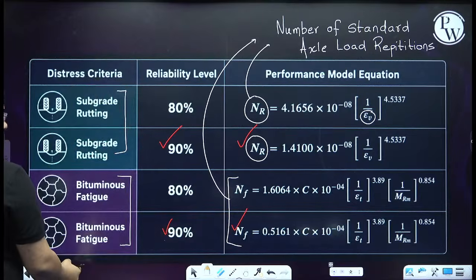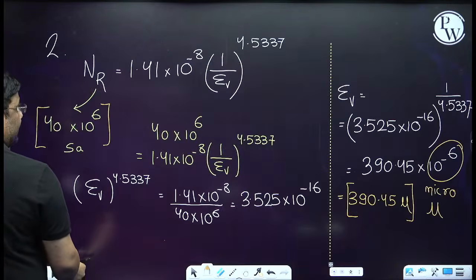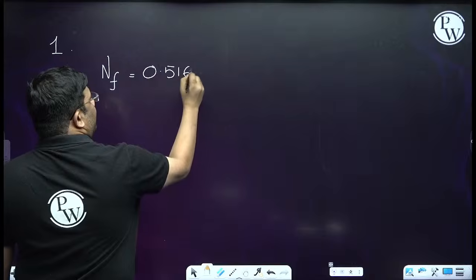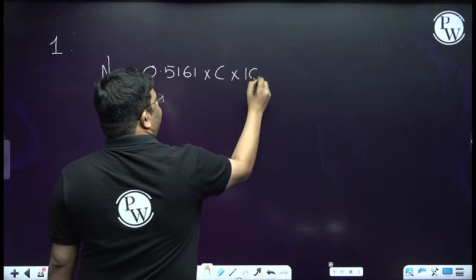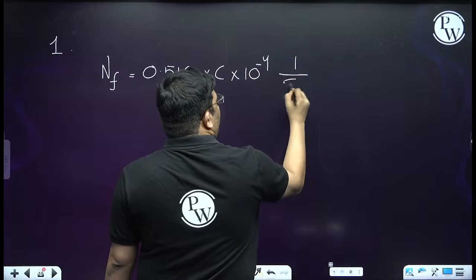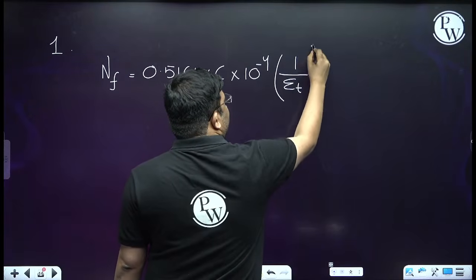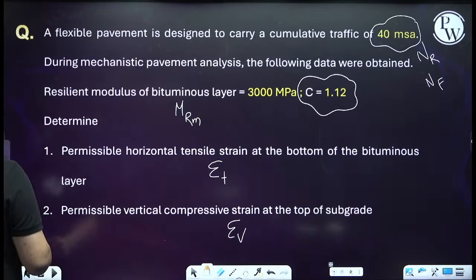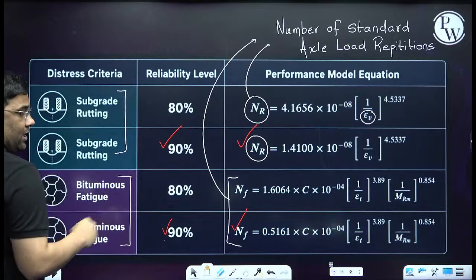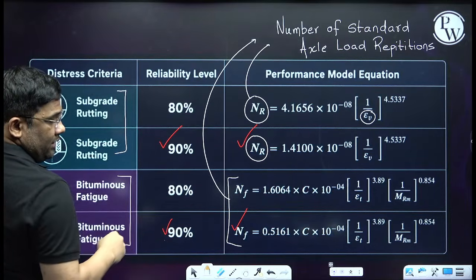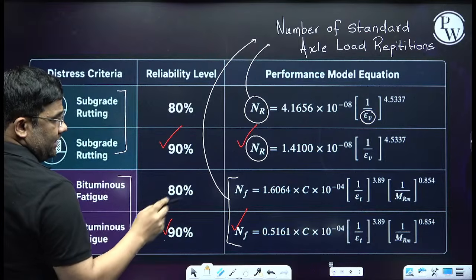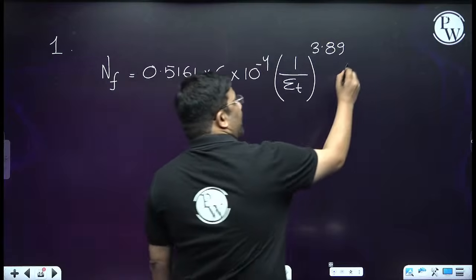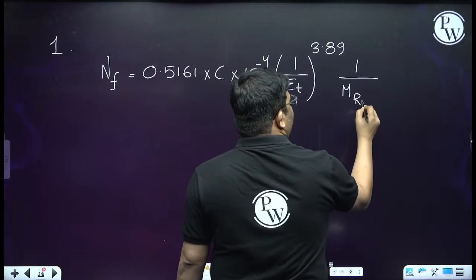NF is equal to 0.5161 into C into 10 to the power minus 4. Then it was 1 by tensile strain to the power 3.89. You see this equation, 3.89. Then 1 by the resilient modulus of the bituminous layer to the power 0.854.